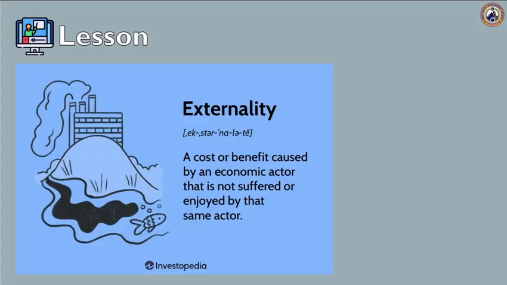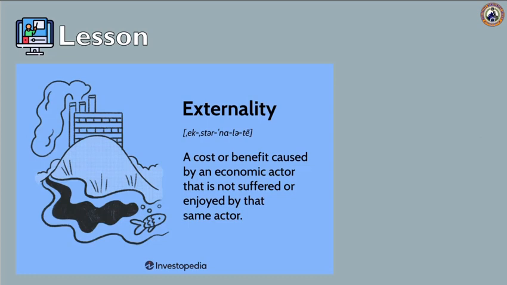So those are the simplest explanation with regards to externality. This is normal in the business world. There will be an externality happen in every business operation. Again, as to definition, externality is a cost or a benefit caused by an economic actor that is not suffered or enjoyed by that same actor. There is a positive and also a negative effect or cause of this externality.